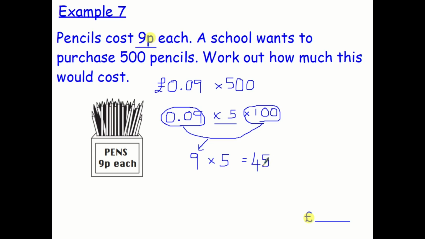So to purchase 500 9p pencils would cost the school £45. Does it seem reasonable? Yeah. I don't think it would be £4.50, I don't think it would be £450, so £45 is your answer.